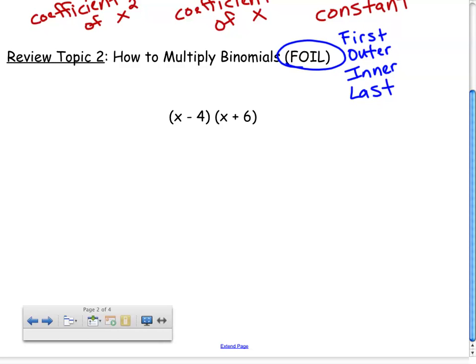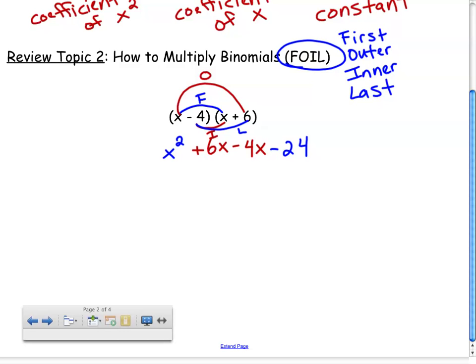So in my example here, I'm multiplying x minus 4 times x plus 6. My first terms are x and x. When I multiply x and x, that gives me x squared. My outer terms are x and positive 6. That gives me positive 6x. My inner terms are negative 4 and x, giving me negative 4x. And my last terms are negative 4 and 6, which gives me negative 24.